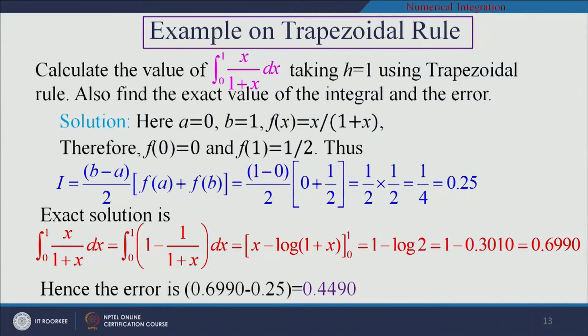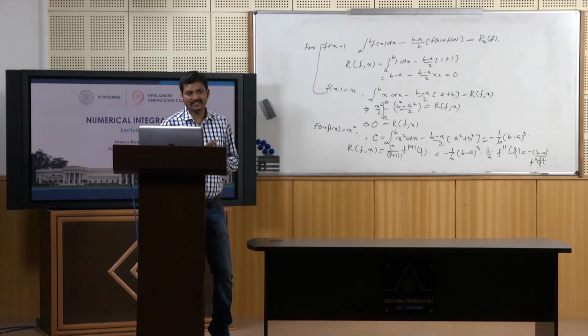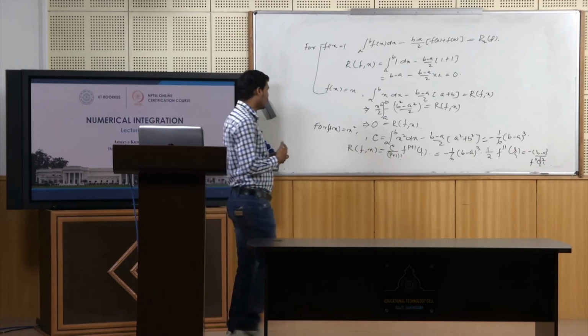Suppose the question asks to find the value of the integration from 0 to 1 of x by 1 plus x dx. We have considered a simple example here, taking h equals 1 using the trapezoidal rule. I will discuss how we can implement this formula. Also, since it is a simple function, we can easily find the exact value of this integral, and then obtain the error by taking the approximated value calculated using the trapezoidal rule and the exact value calculated in numerical or analytical form.